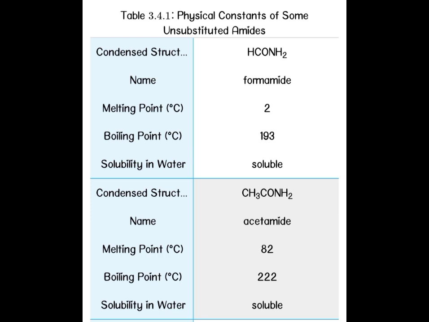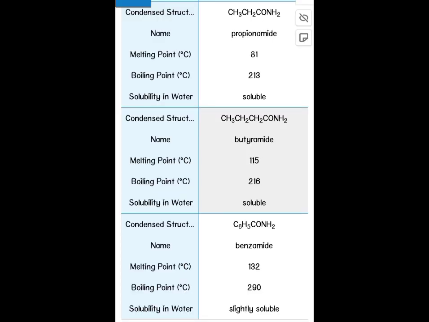So I've prepared here some examples. Name: formamide, melting point 2 degrees, boiling point 190 degrees, soluble in water. Next, acetamide, condensed structure CH3CONH2. Melting point is 82 degrees, boiling point 222 degrees, and it is soluble. Next in line we have propionamide, which has condensed structure CH3CH2CONH2. Melting point 81 degrees, boiling point 213 degrees, and it is soluble in water.